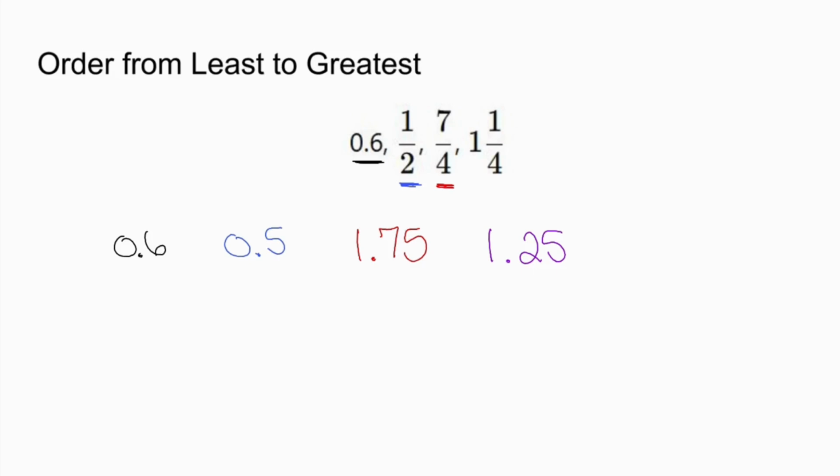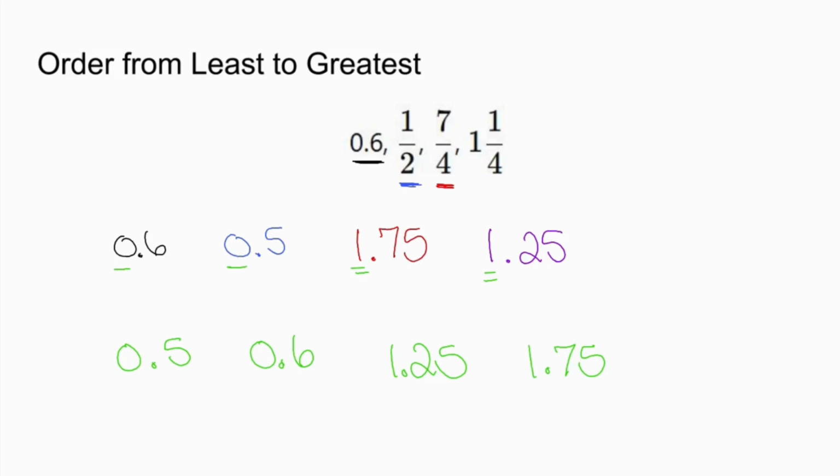Now I need to order these from least to greatest. I have two numbers whose ones digit is a 0 and two numbers whose ones digit is a 1. So the black and the blue numbers are both going to be the smaller numbers. Now, which one is smaller of the two? 0.5 or 0.6? Well, 0.5 is smaller than 0.6. Now I look at my 1.75 and 1.25. Which of these is smaller? Well, 1.25 is smaller than 1.75.